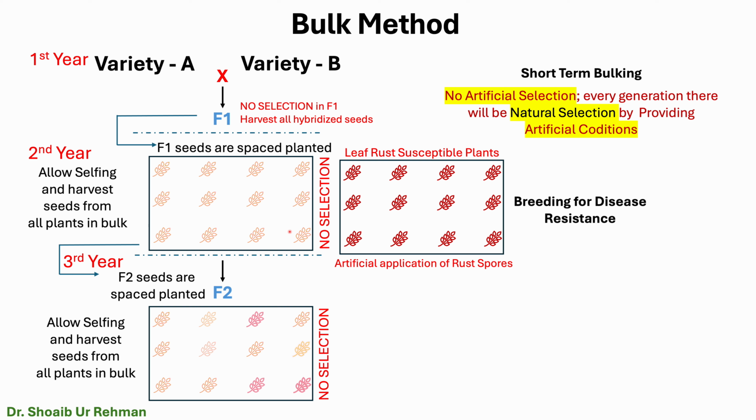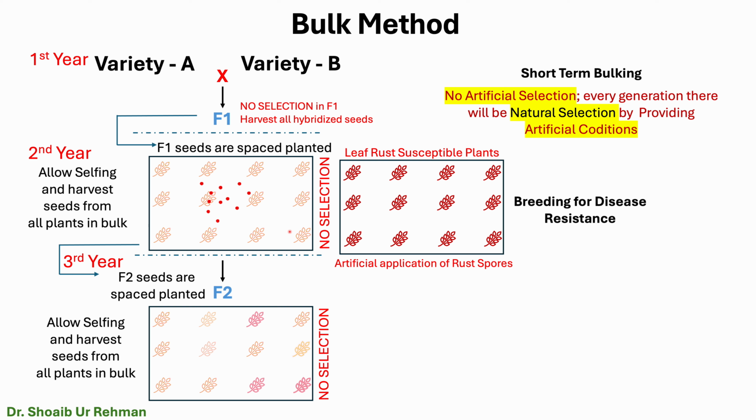And sometimes when the environment is not very good for the disease to prevail, what we should do is apply some spores of the leaf rust on our F1 generation. In this way we are letting the plants survive naturally.